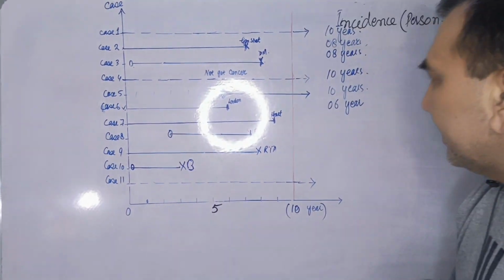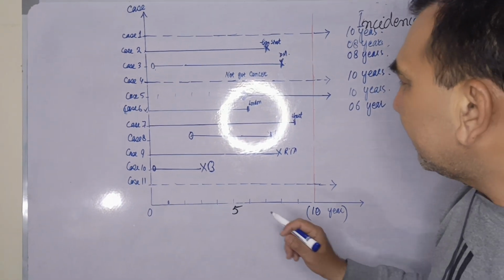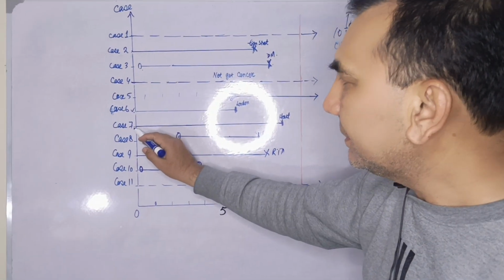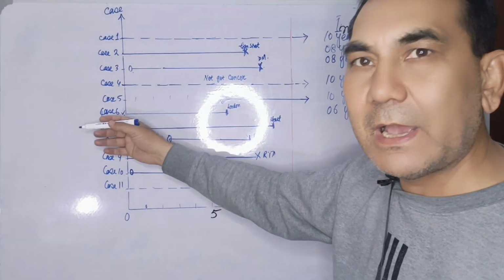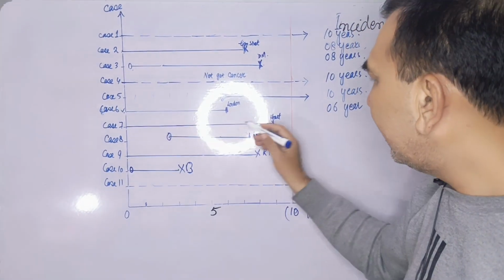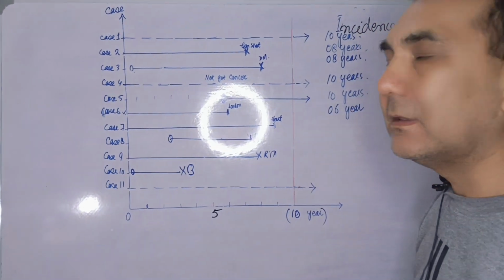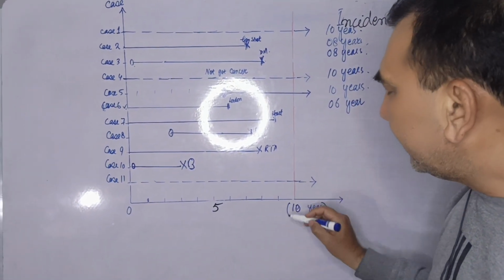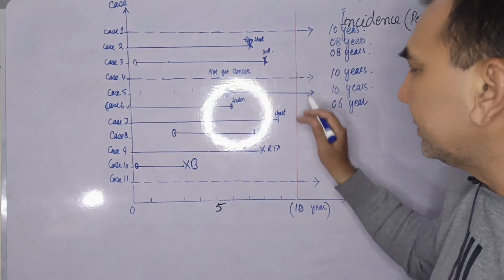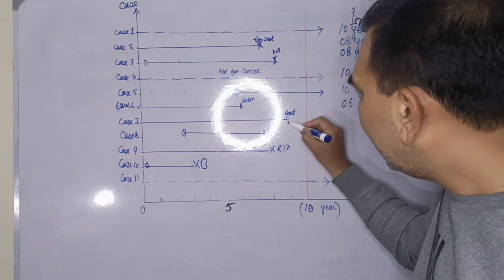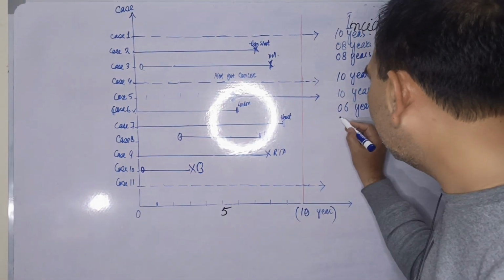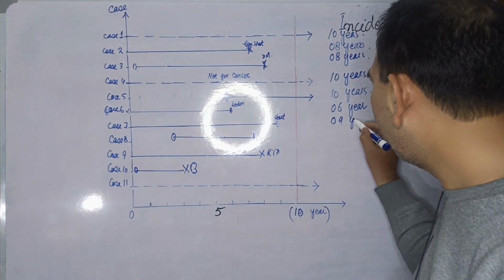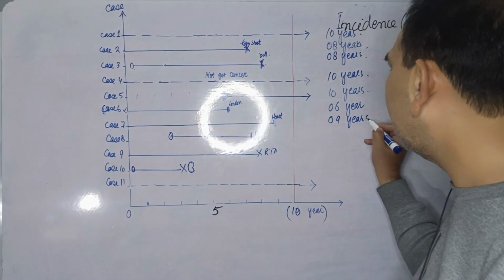Now case number 7 was exposed to the high risk of cancer. When he reached the 9th year of the study period, he died due to cardiac disease in the 9th year. So the person-years of this case is 9 years.